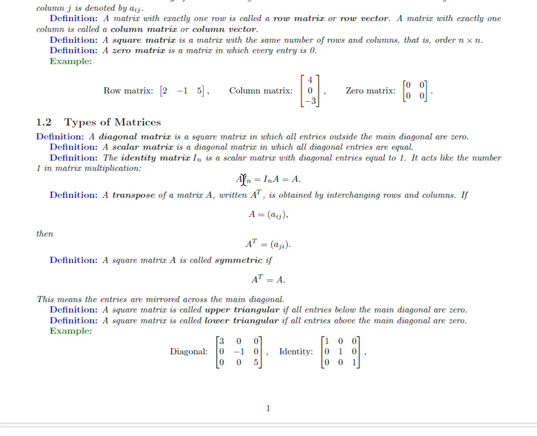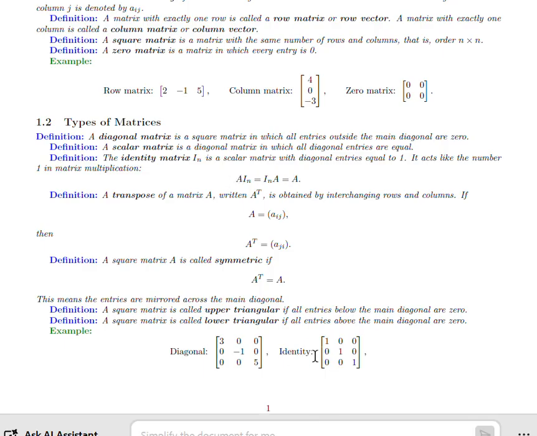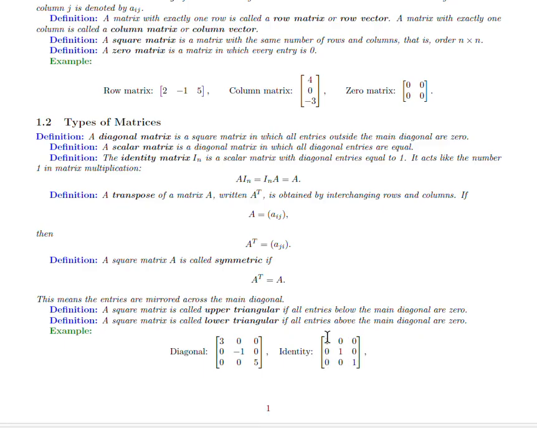In multiplication of usual numbers, normal real numbers or integers, if you multiply any number by 1, you get the number back. Same thing for matrices. You multiply any matrix by the corresponding identity matrix that is of the same order, you get back that matrix. That's what they're saying with all these equations right here. And this is an example of an identity matrix.